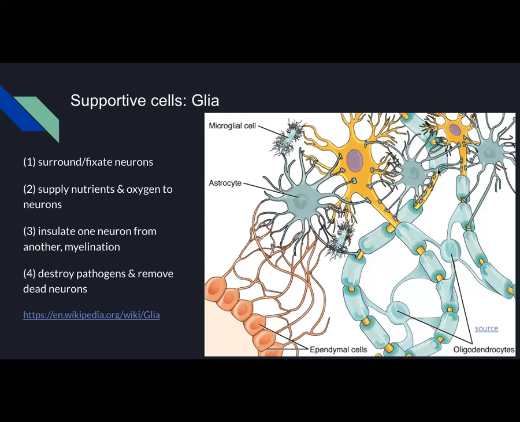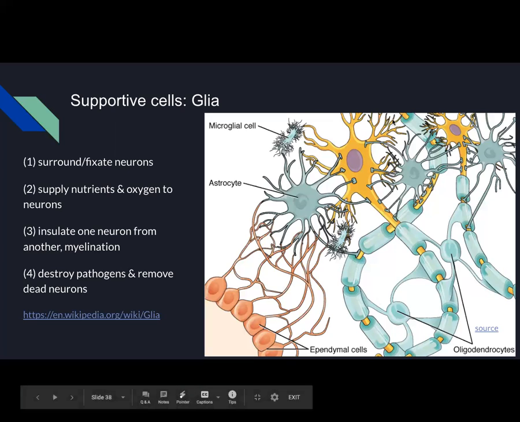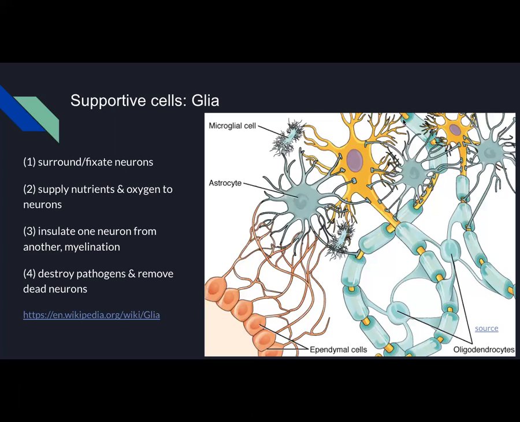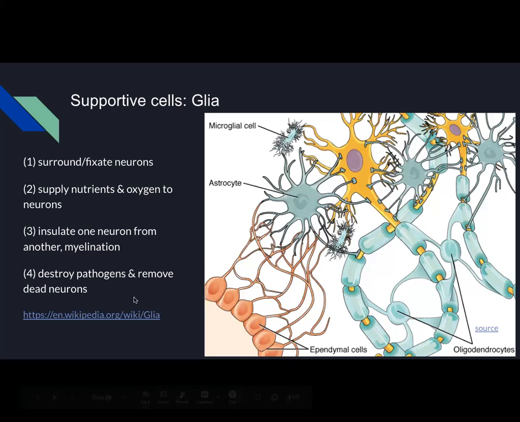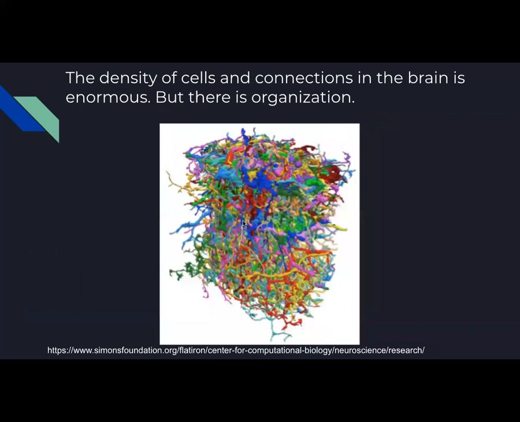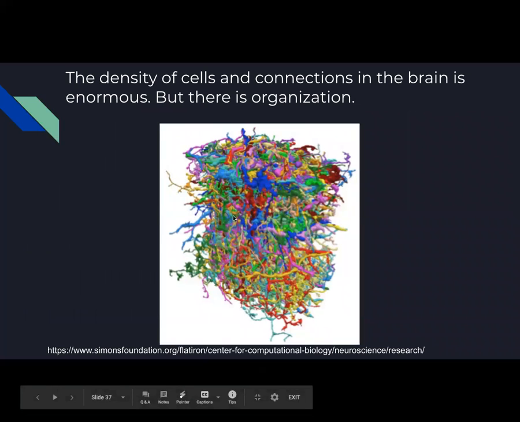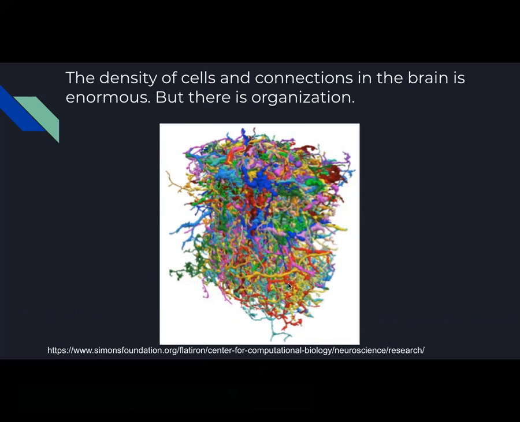So you get a much faster signal traveling through the axon because the electrons bounce from one gap to another gap over the myelinated areas. So it's like a little speed boost as opposed to just going through the axon. So they help with insulation and also myelination, and they can destroy pathogens and remove dead neurons to clean up the brain and make sure everything is functioning properly and is healthy. So even though this might be really dense, not all of this is neurons. A lot of this is actually supportive cells.